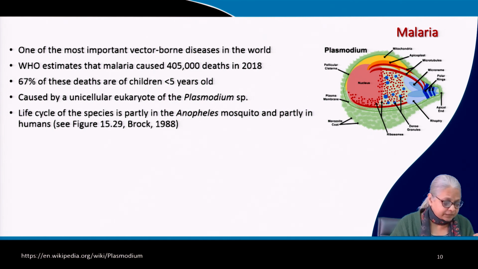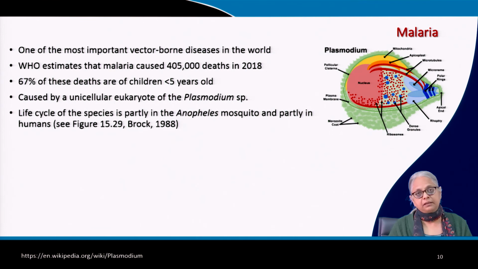And when the mosquito bites another human being, these sporozoites will be injected into the blood of that person, from where they will be transferred to the liver, and they will enter into what is called the exoerythrocytic stage, and it will form many other types of cells and cause infection of the red blood cells. So that is the life cycle of the malaria disease. And you can see part of the life cycle is completed in the gut of the Anopheles mosquito and part of it in the human infected person.